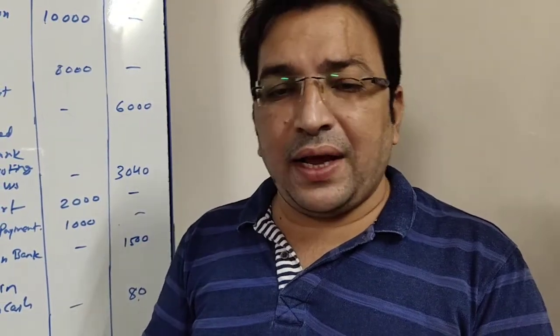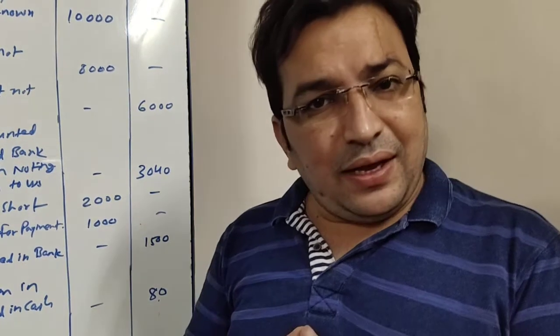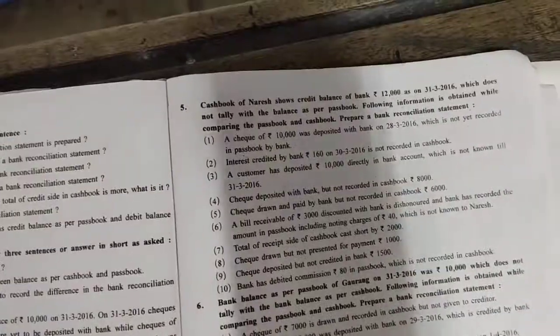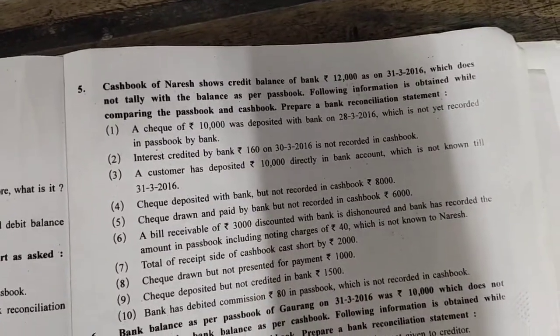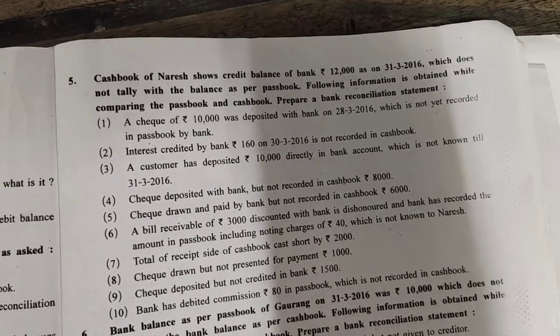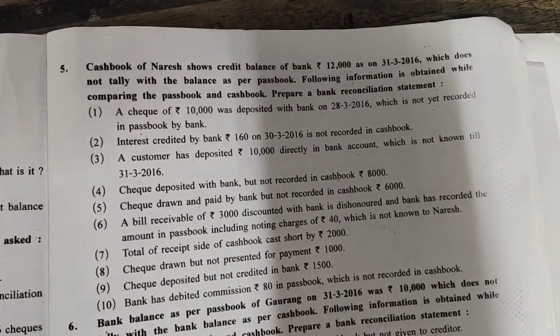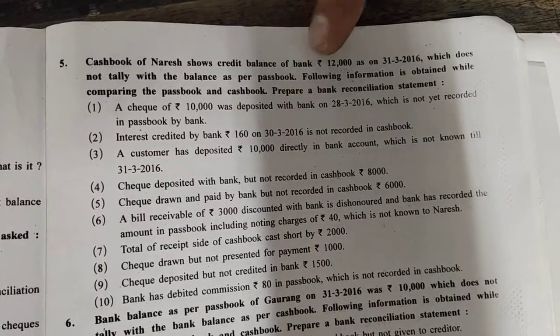Good morning students. In this lecture we are going to solve sum number 5 of bank reconciliation statement which is given on page number 291. Let us see the sum first. Cash book of Naresh shows credit balance of bank rupees 12,000 as on 31/3/2016 which does not tally with the balance as per passbook.